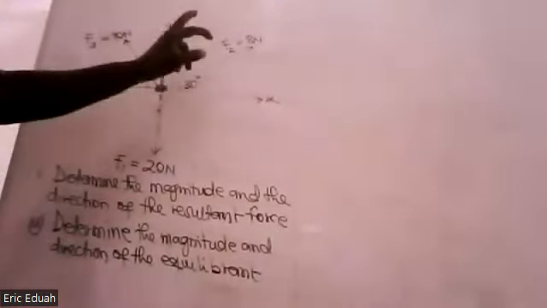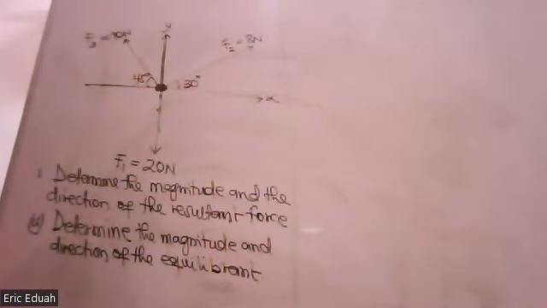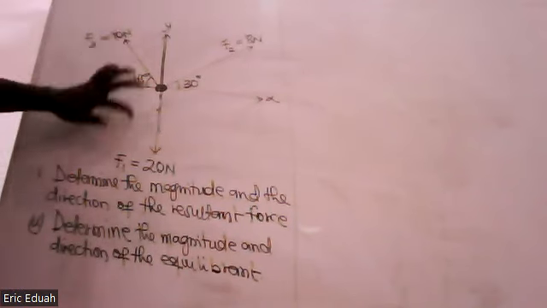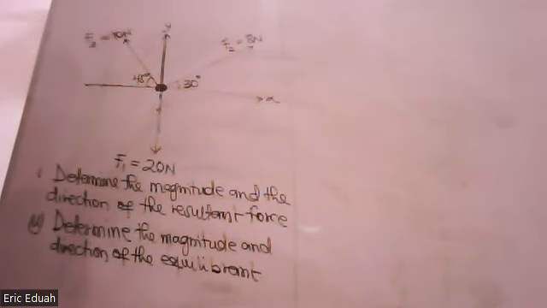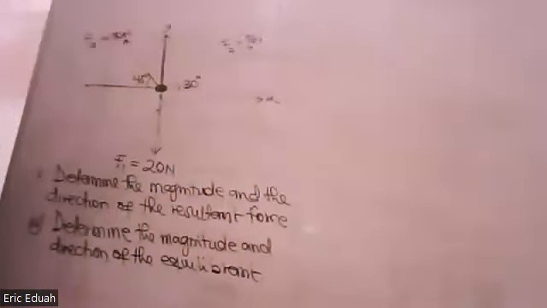Resolve each. This is F3, 10. F3 is 10, yes, 10 Newton. And F2 is 8. F2 is 8. Thank you. So resolve each one into vertical and horizontal components. And then let's continue.